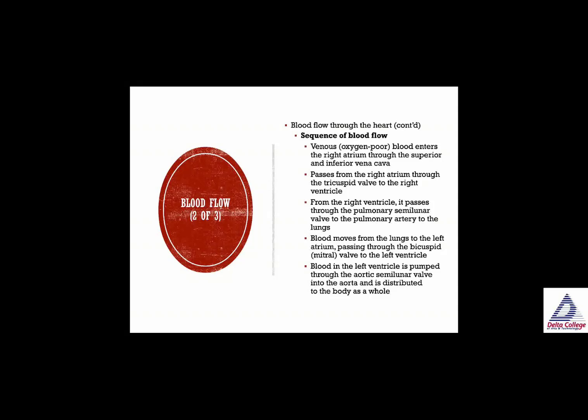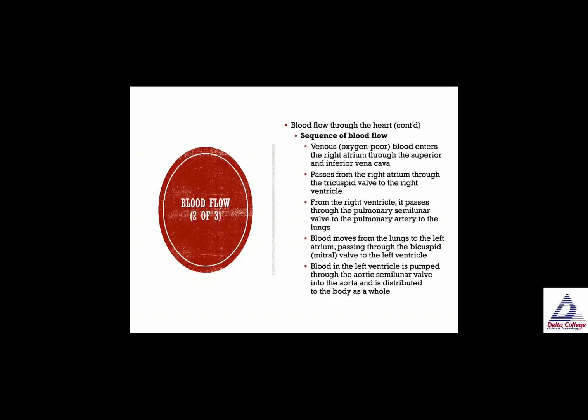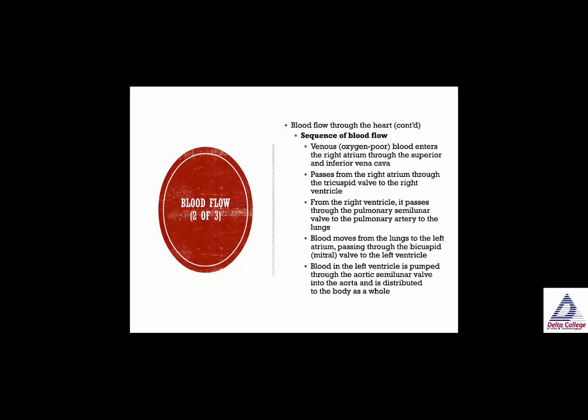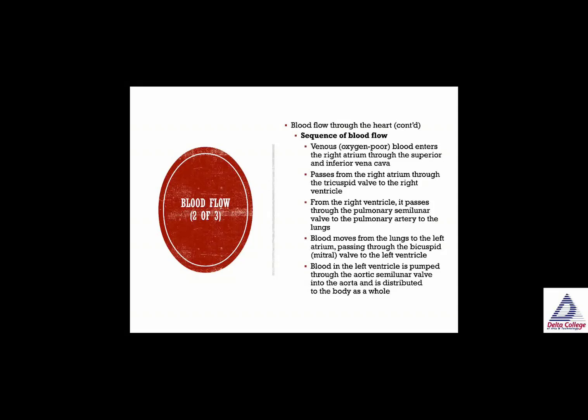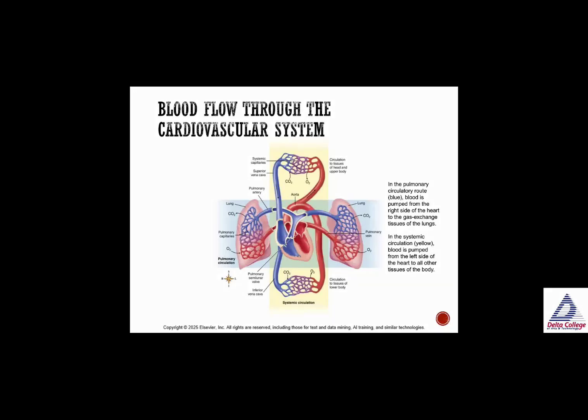Blood moves from the lungs to the left atrium, passing through the bicuspid or mitral valve to the left ventricle. Blood in the left ventricle is then pumped through the aortic semilunar valve and into the aorta and distributed to the body as a whole. So the left ventricle goes out the aortic semilunar valve into systemic circulation. The right ventricle sends it into pulmonary circulation into the lungs. This gives a good idea of blood flow.